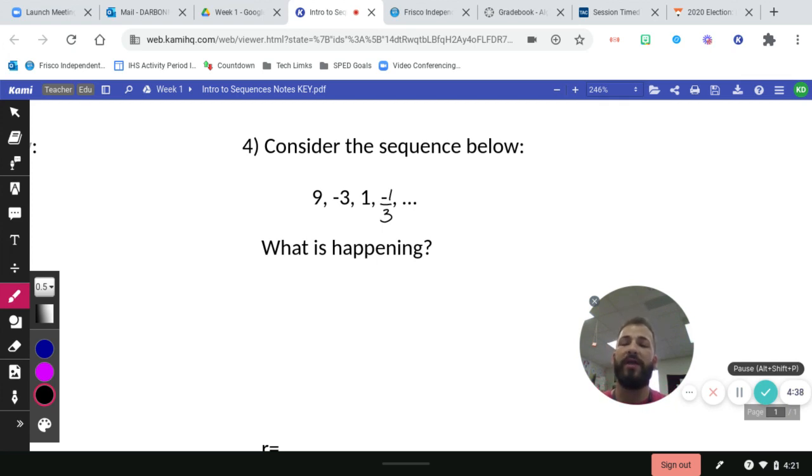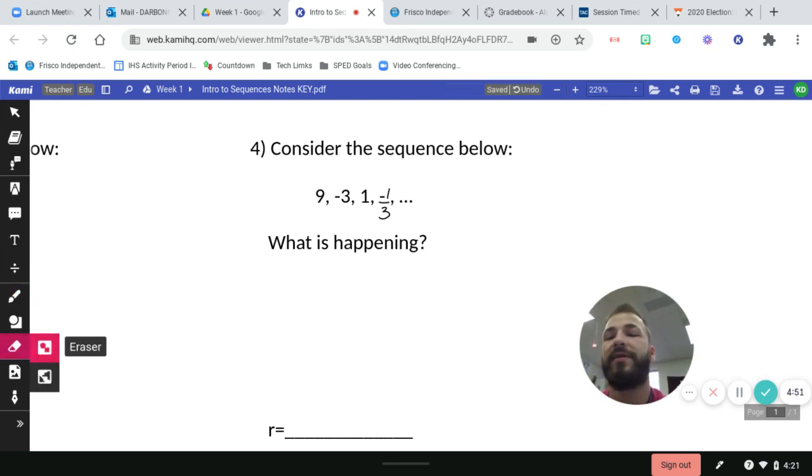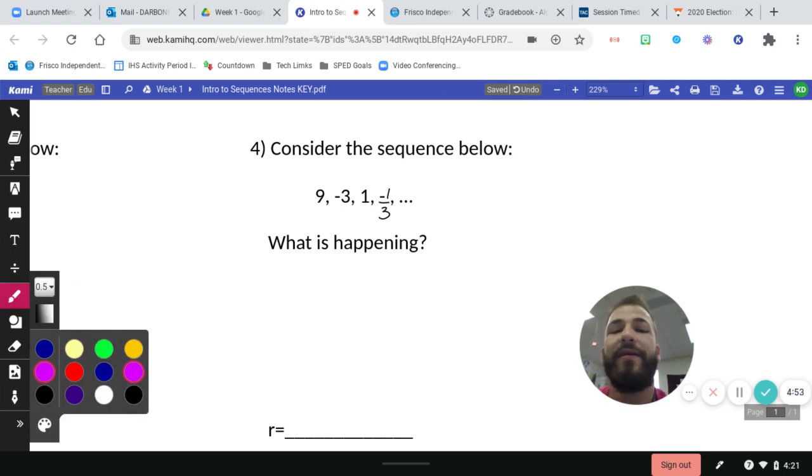The other way that we can check, and this is also a good way to determine what the ratio is, we can take two numbers and divide them. So we want to take the second term and divide it by the first term. So -3 divided by 9, that would reduce to -1/3. Okay, so to go from 9 to -3, I would have to multiply by -1/3, or what's probably a little easier to think about, dividing by -3.